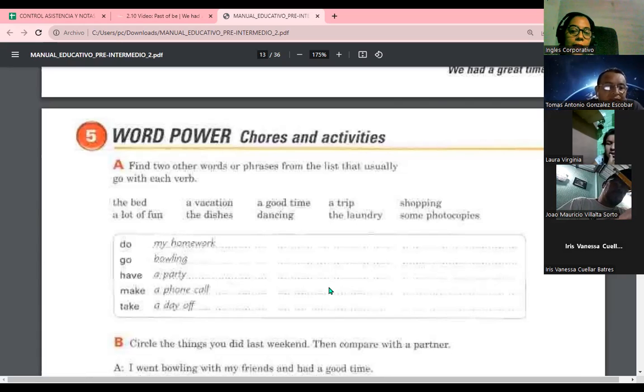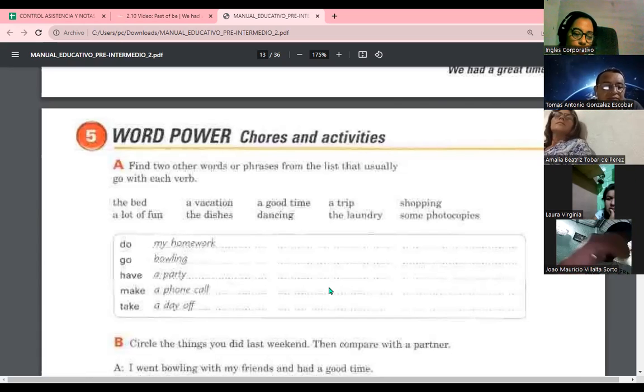Ok, the laundry, ¿qué hago con la laundry? Es cuando usted lava la ropa, lo que no le gusta. Do the laundry, muy bien, do the laundry.